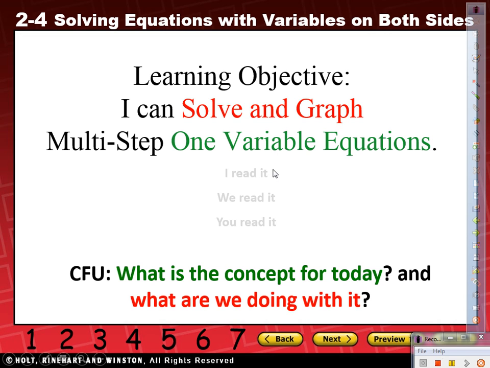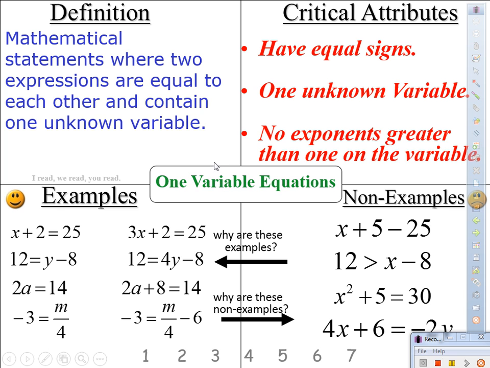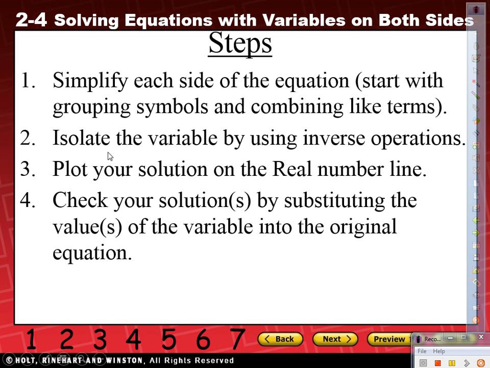Tell your neighbor, please. Right, we're still on one variable equations. We already know what those are. That's why we're not going to write this. We already know our steps, which are simplify, isolate, plot, check. Okay, so we got that, right? To simplify, we start with grouping symbols and combining like terms.